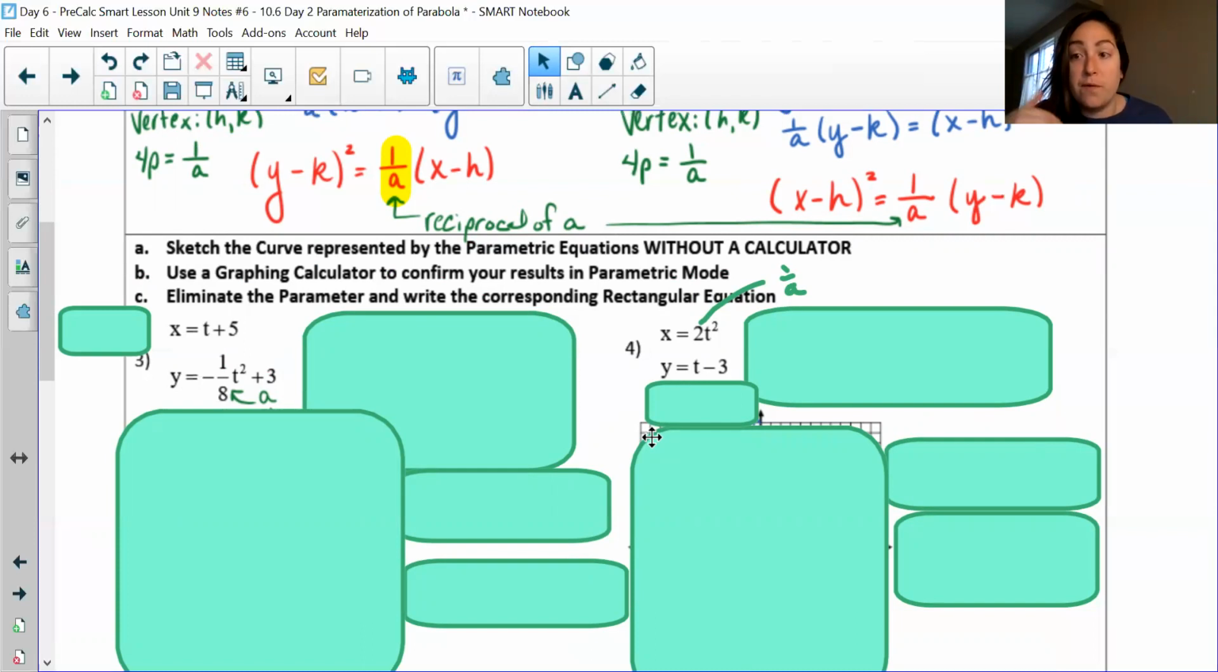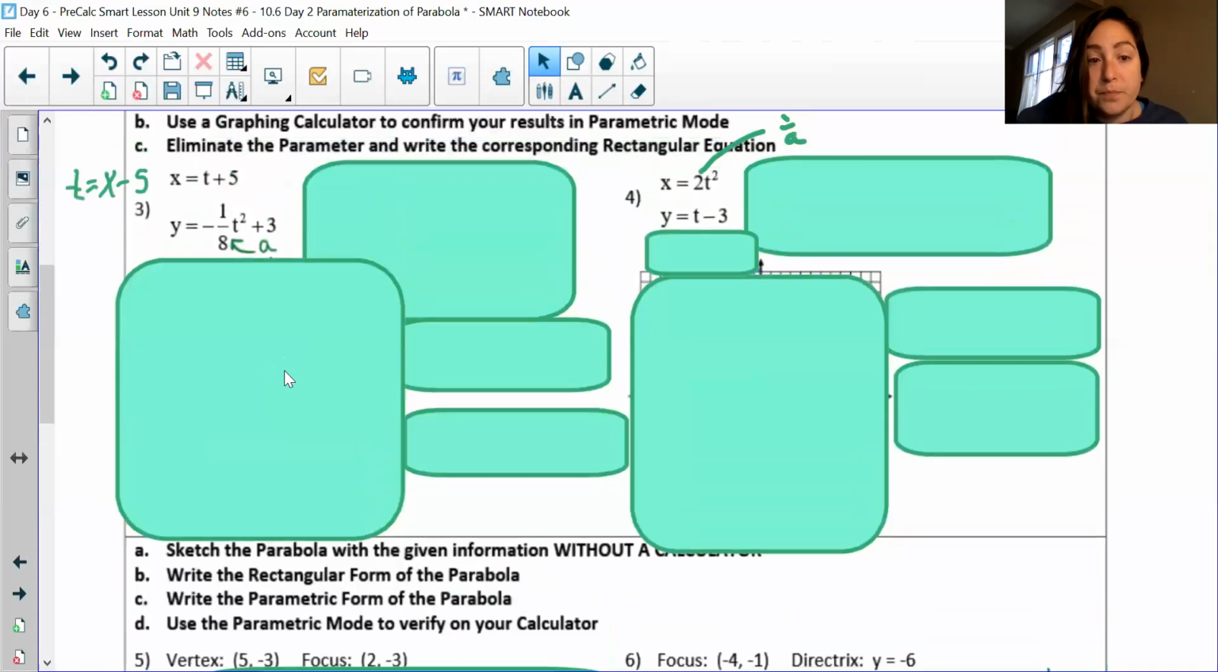So the first way that we can go about doing C is exactly like we did up above. Take our equation that has t, solve for t. So we take x equals t plus 5 and solve for t, so we get t equals x minus 5. Then we take that and we substitute it into our other equation.